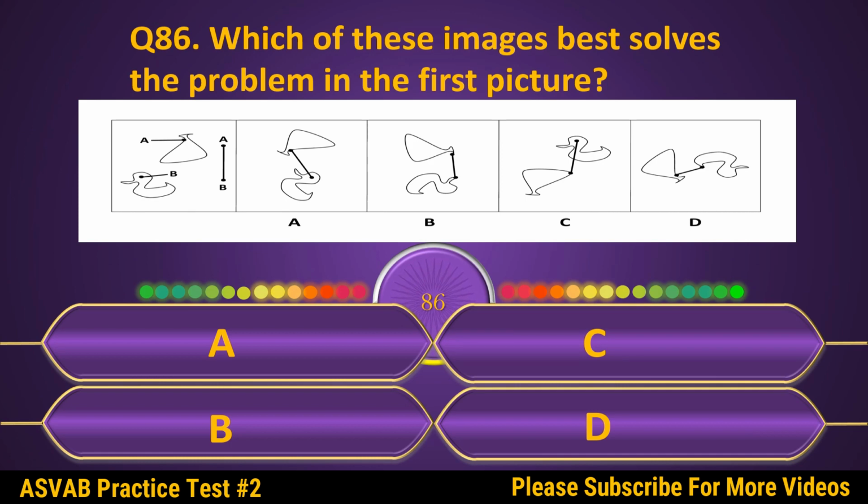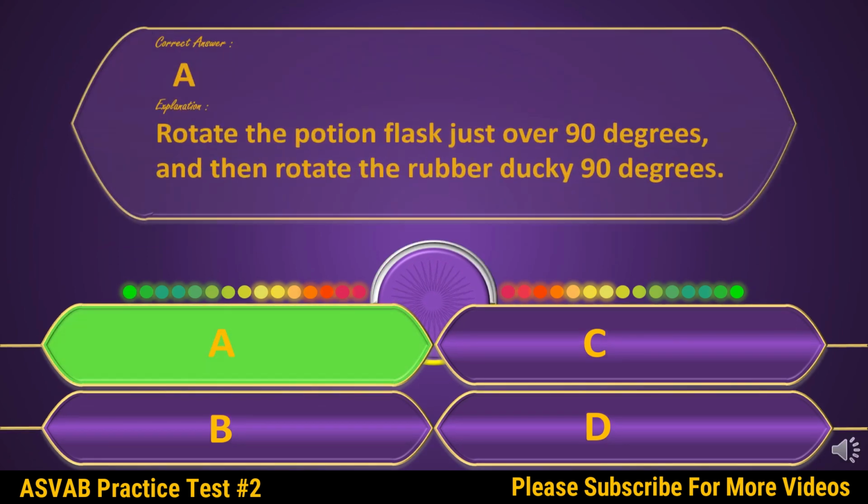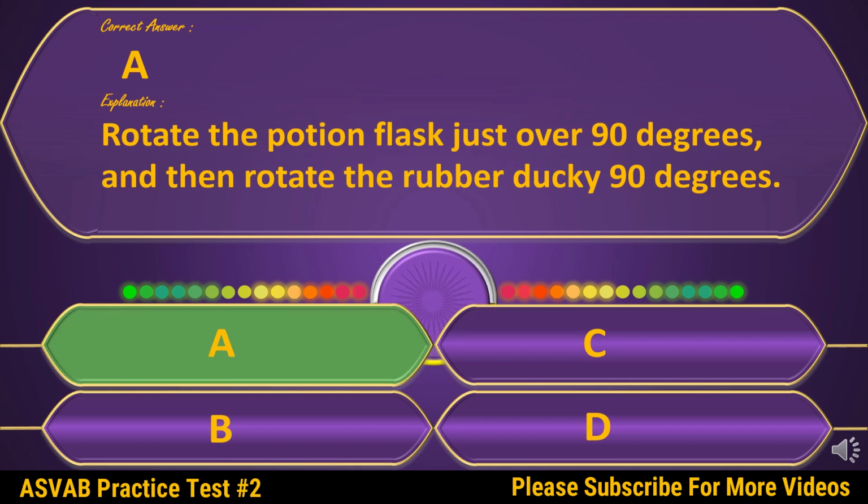Question number 86. Which of these images best solves the problem in the first picture? And the options are A, B, C, or the option D. And the correct answer is option A. Rotate the portion flex just over 90 degrees and then rotate the rubber ducky 90 degrees.